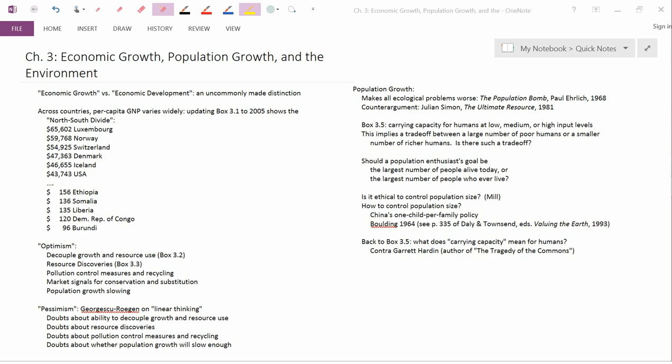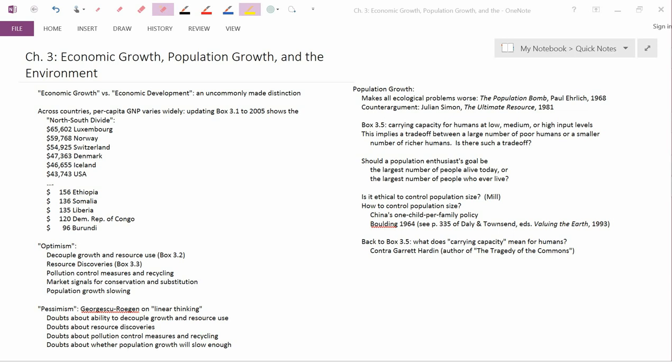Chapter 3 is entitled Population, Economic Growth, Population Growth, and the Environment. And the first subsection is entitled Are There Limits to Growth? Which harkens back to the book entitled Limits to Growth that we discussed in a previous chapter.